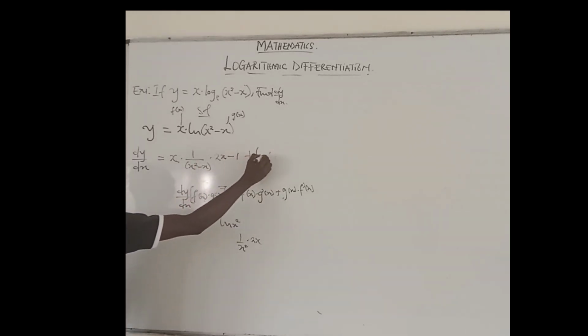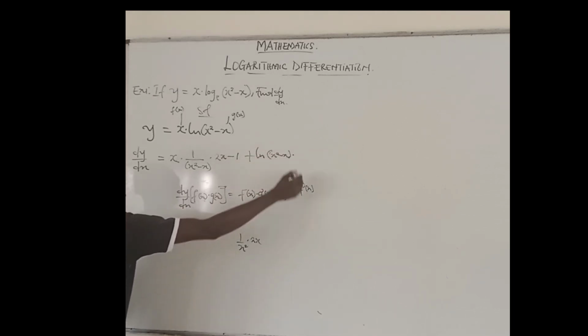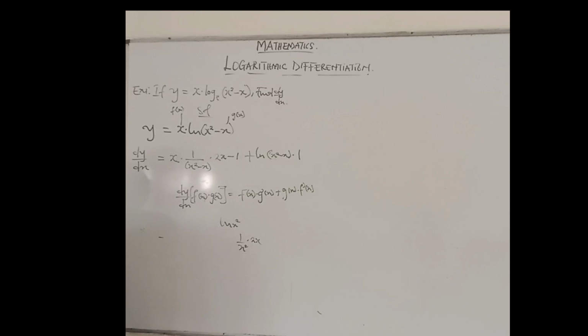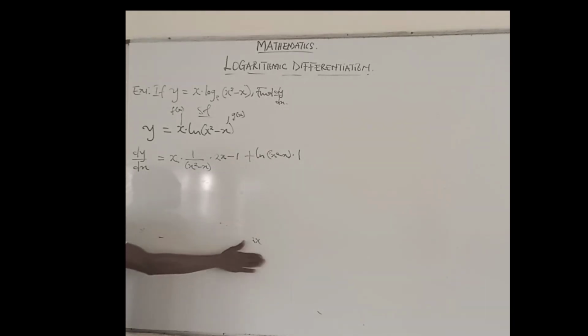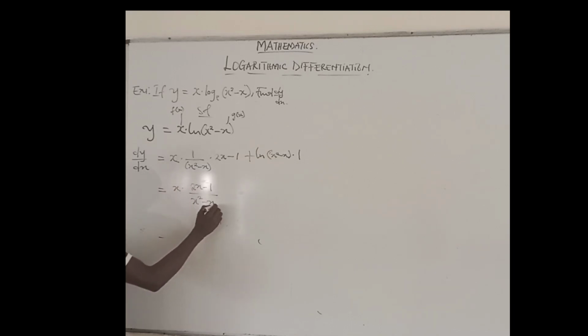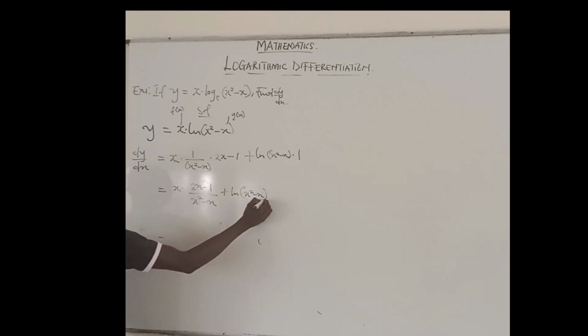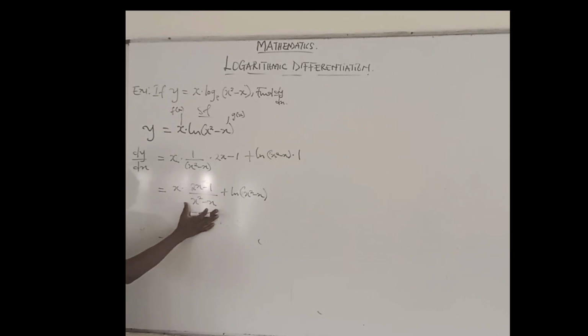Your g of s is what? Ln of s square minus s, multiplied by, what is f prime of s? 1. So therefore you have something like this. That is going to be s multiplied by (2s minus 1) over (s square minus s), plus ln of (s square minus s). Now, what are you going to have here?